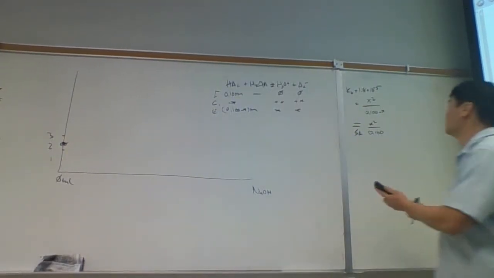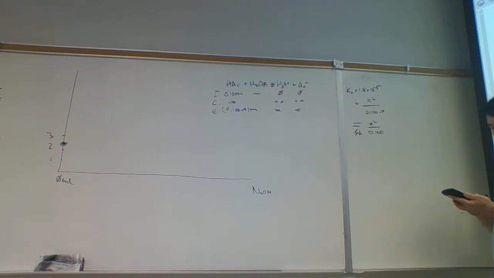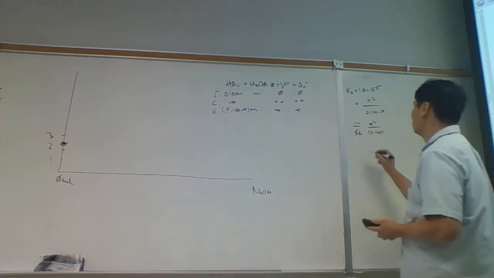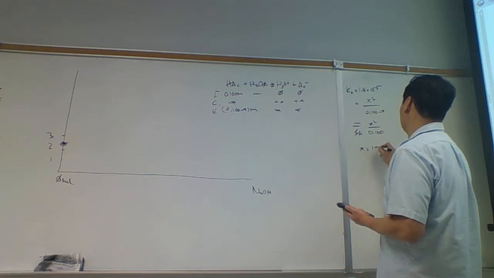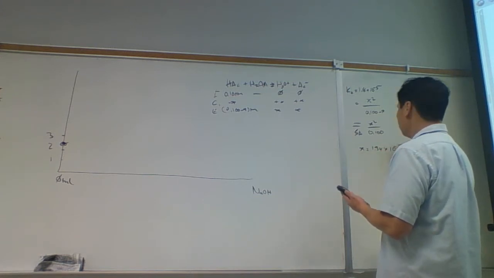And so this is going to be 1.8 times 10 to the minus 5 times 0.1, divided by, well, not divided by anything. Let's take the square root of that. 1.34 times 10 to the minus 3.